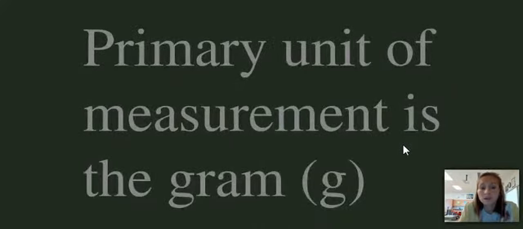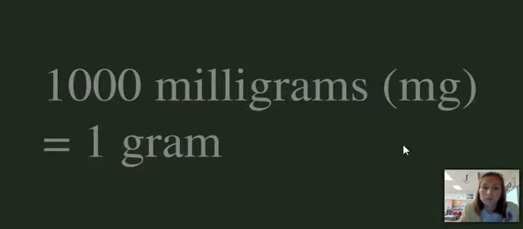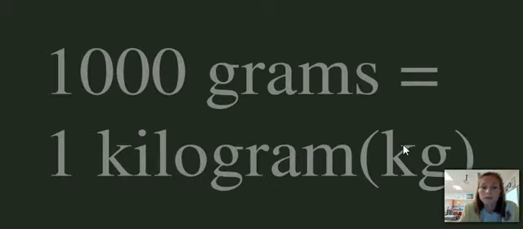The primary unit, again, we have the gram. That's our base unit, and then if we add those prefixes, milligrams. There's 1,000 milligrams in 1 gram, so that means milligrams are smaller than a gram. And then we have the complete opposite spectrum. There are 1,000 grams in 1 kilogram. Again, that kilo prefix means 1,000 times.